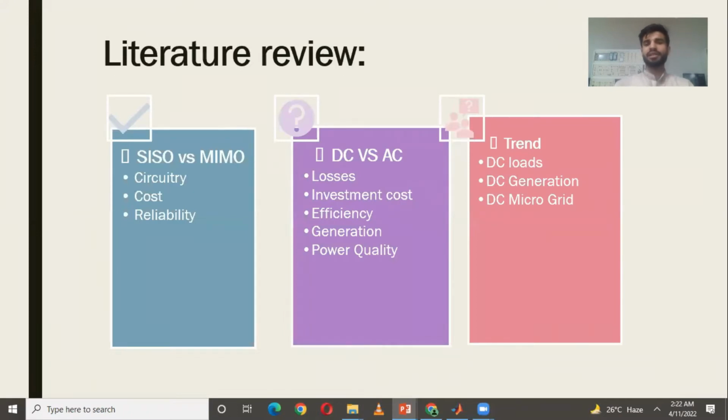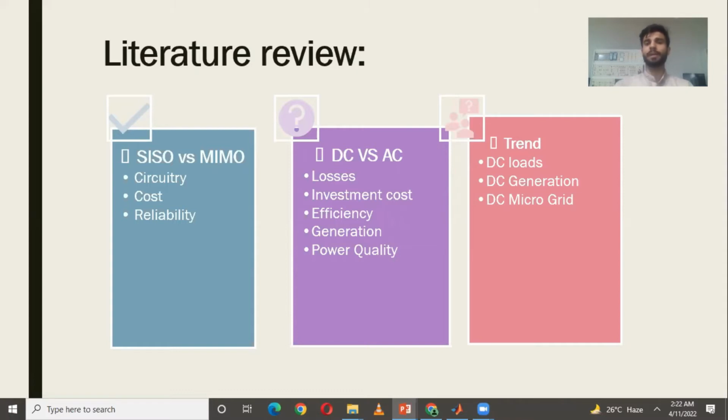As far as the literature review is concerned, single input, single output (SISO) converter circuitry is less complex and takes less cost to build, but multiple input and multiple output converters are more reliable than single input, single output converters.